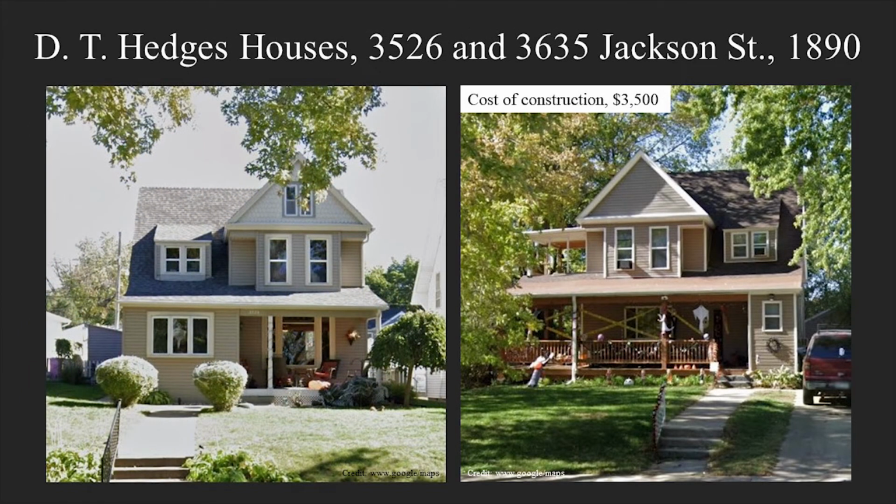Another couple of identical Queen Anne Victorian-style houses, one at 3526 and one at 3635 Jackson Street, both built in 1890 for a cost of $3,500. Well, they're not identical. They were mirror images of one another.